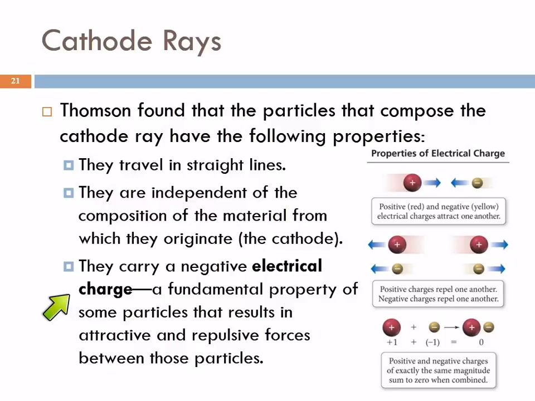What's electrical charge? This is a fundamental property that some particles have. Some have a positive charge, some have a negative charge. What you need to know about electrical charge is that positive and negatives, opposites, will attract each other, and like charges, two positives or two negatives, will repel each other. Electrical charges behave in many ways like magnets do.